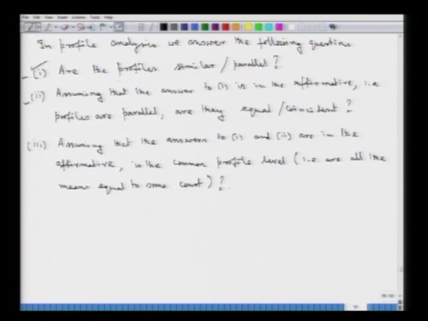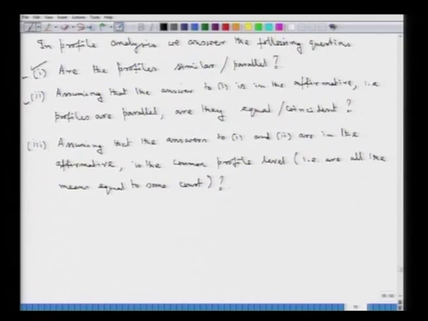Now, if at this particular stage we say that, well, by the statistical testing procedure that we are going to frame, the two profiles do not appear to be similar or parallel, then we will not proceed further. We will not proceed to check whether they are equal or coincident, because if the two profiles of the two groups are not even parallel, then there is no question of looking at them being equal or coincident.